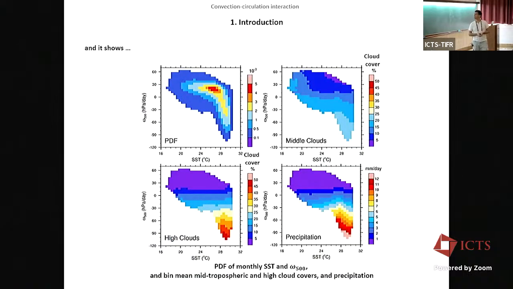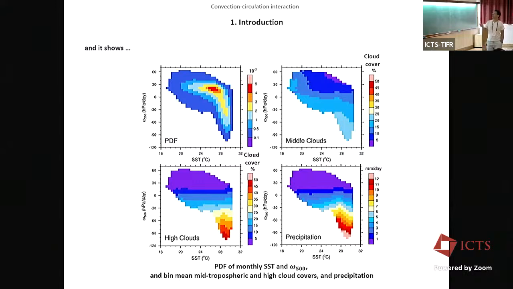And it shows when you look at just the distribution of bins of vertical velocity. So the negative here is ascending motion, positive here is subsiding motion, because it's omega, it's in pressure coordinates. And here you have the SST. So that's the PDF of omega 500 and SST. And that's the mean clouds you have in all those different bins.